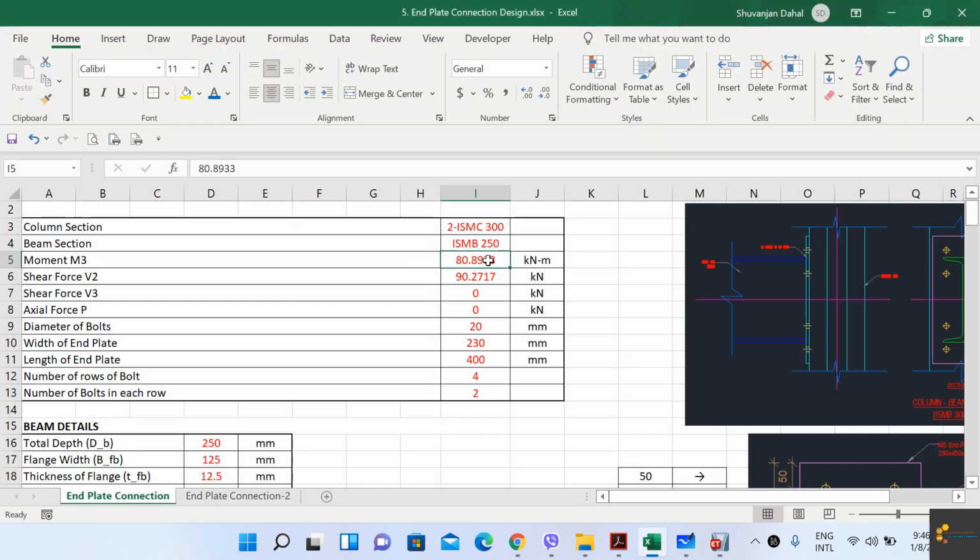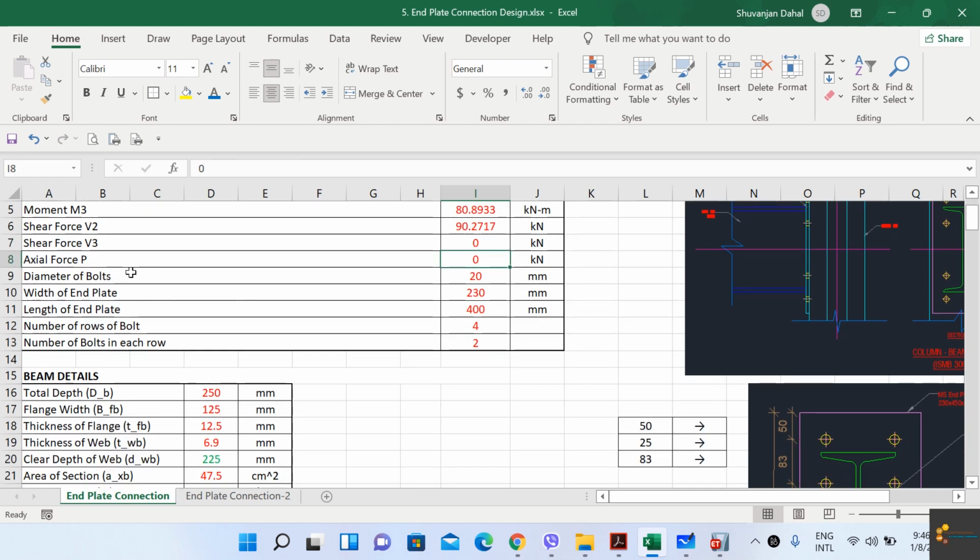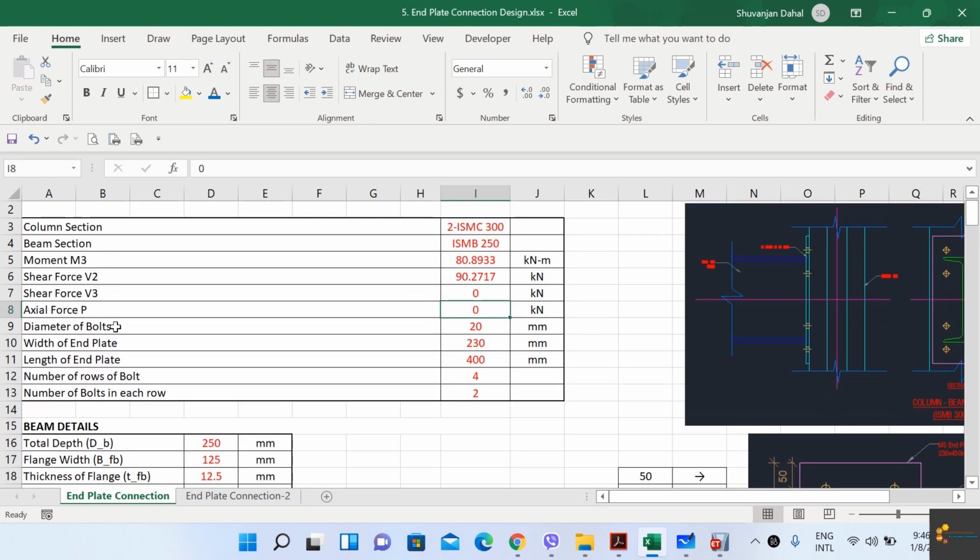Moment 80.8933 kilonewton meter, shear force V2 90.2717 kilonewton, shear force V3 is 0, axial force P is 0. So let us suppose that we will be currently using bolts of diameter 20 mm. Our width of end plate will be 230 mm, and our length of end plate will be 400 mm. Our number of rows of bolt is 4, and the number of bolts in each row is 2.